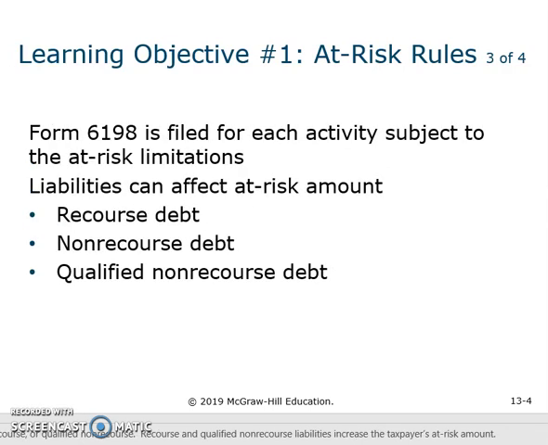Form 6198 is going to be filed with a taxpayer's tax return for each activity that is subject to the at-risk limitations. The liabilities can affect at-risk amounts if there is any recourse, non-recourse, or qualified non-recourse debt involved in that activity.